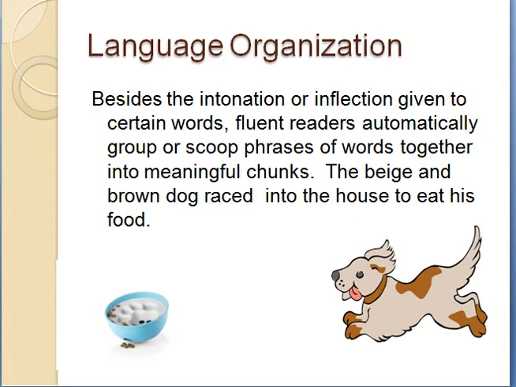Instead of reading this sentence word by word, the beige and brown dog raced into the house to eat his food, good readers scoop phrases together that reflect the author's meaning. This might mean grouping the adjectives and the words they describe together and linking other words that naturally go together as prepositional phrases as a meaningful unit. So now it might become, the beige and brown dog raced into the house to eat his food.